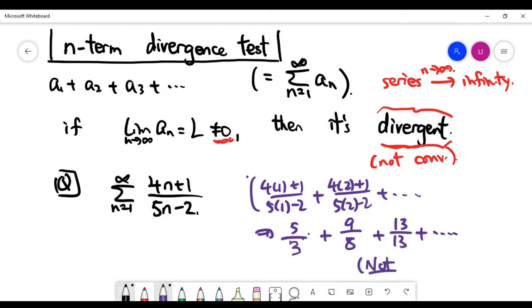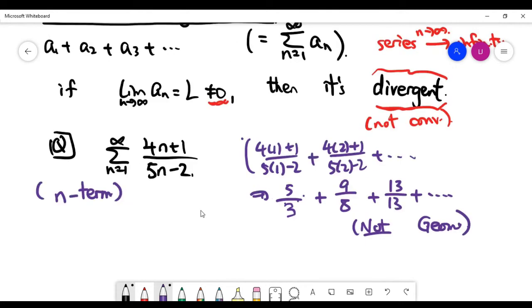It is not geometric. You see, the fact is that if it is geometric, we don't have to learn a new method, right? We can just do it by the geometric series test, which is the topic in the previous video. So you can try to use the current test, which is called the nth-term divergence test. You just have to take the limit of the term that we have.